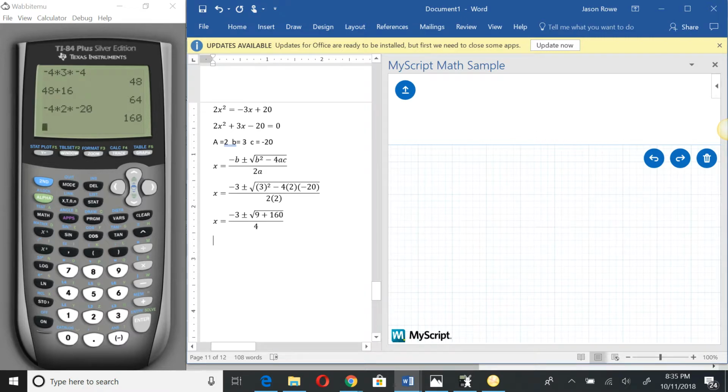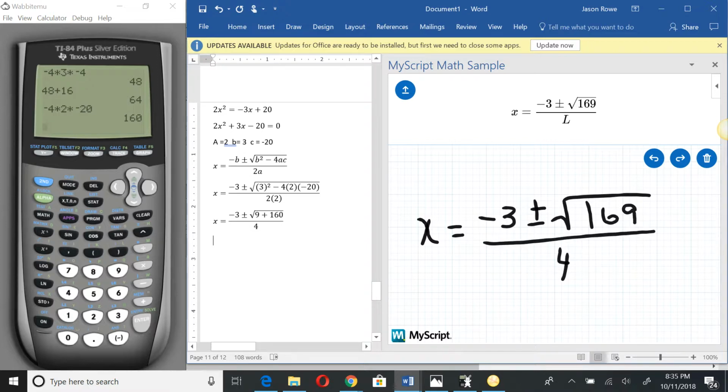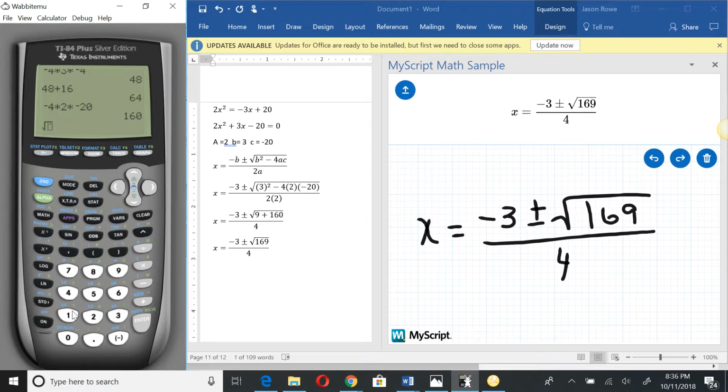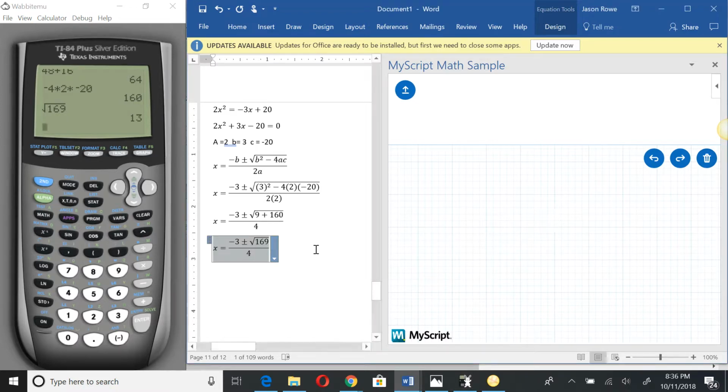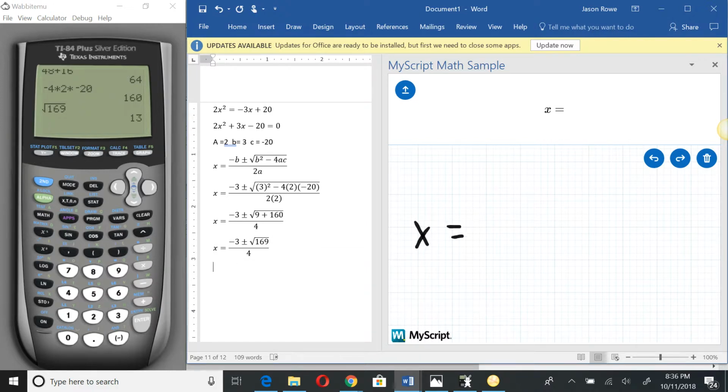And so again, simplify the radical some more. Square root of 169, all divided by 4. And square root of 169, if you're not sure, second square root 169. Look at that, works out to be a perfect square root, which is 13. So then this becomes x equals the opposite of 3 plus or minus 13, all divided by 4.